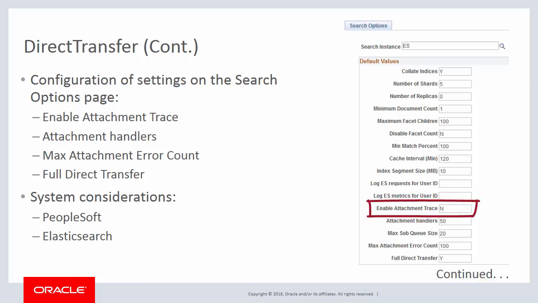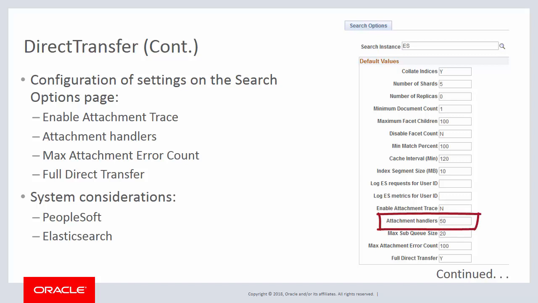Enable Attachment Trace. The Enable Attachment Trace setting is used to enable the detailed logging of each task on the trace file. For Direct Transfer, you should set this property to Y if you want to troubleshoot any errors associated with the transfer of attachment data from PeopleSoft to Elasticsearch.